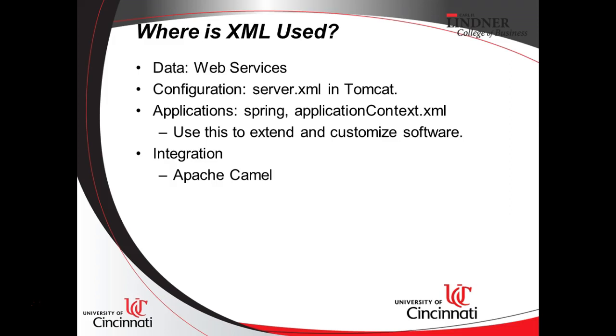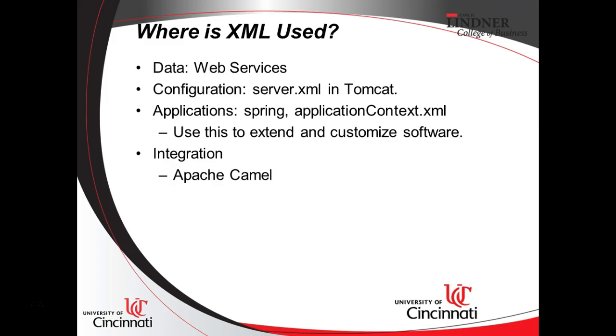XML can be used for configuration. For example, server.xml is a configuration file in the Tomcat web server. It can be used for applications like Spring, with something called Application Context XML, which we can put into software to make the software easy to configure and easy to extend.